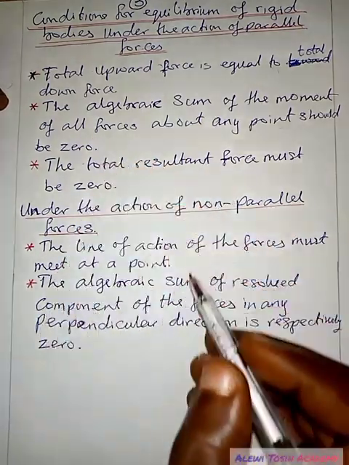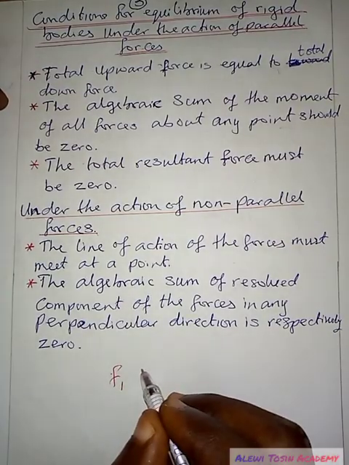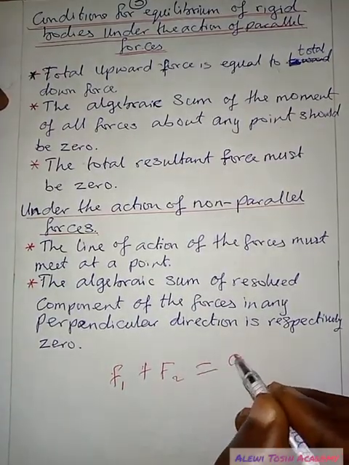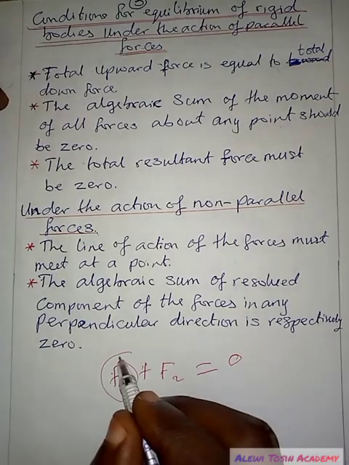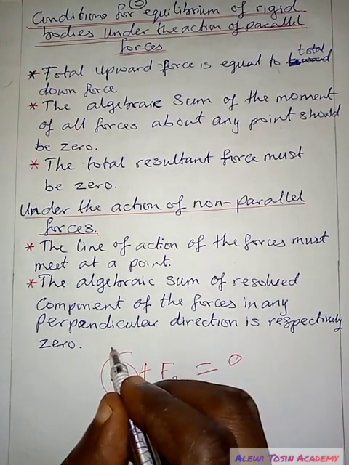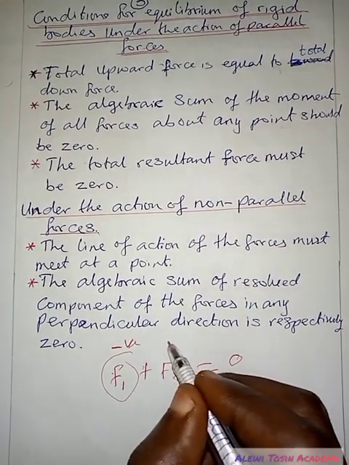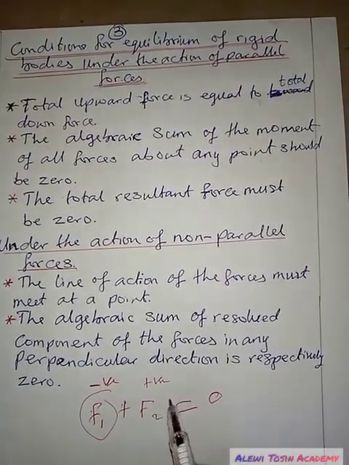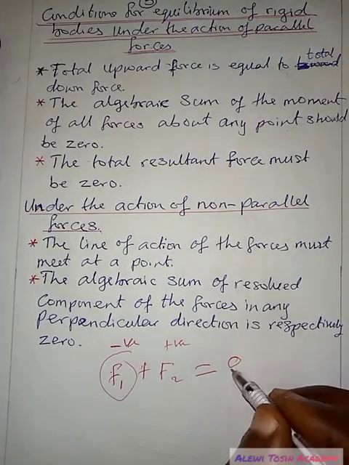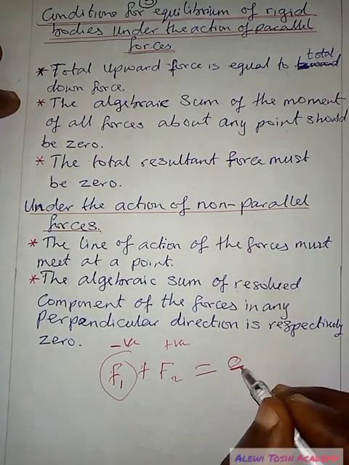So what you are saying there is that F1 plus F2 must equal zero. Note, if F1 is the clockwise force, then the clockwise moment is negative, while the anticlockwise is positive. So when you add them together, you end up having zero. When it is zero, then it is at equilibrium.